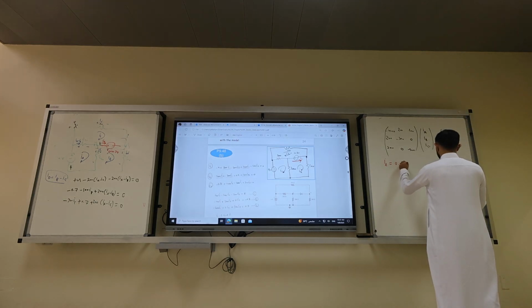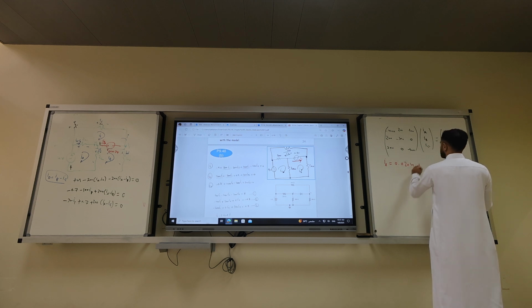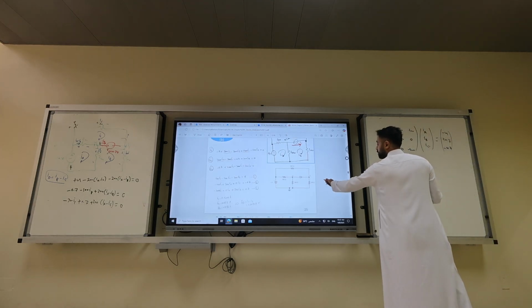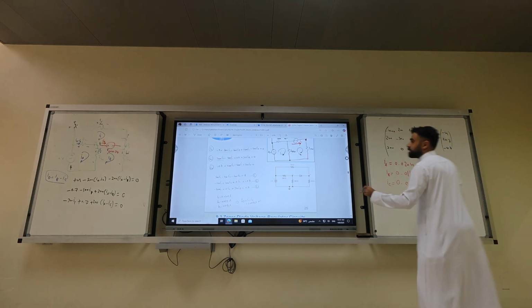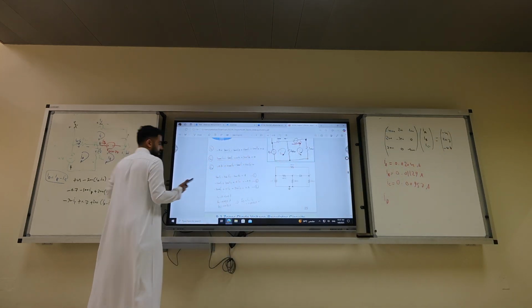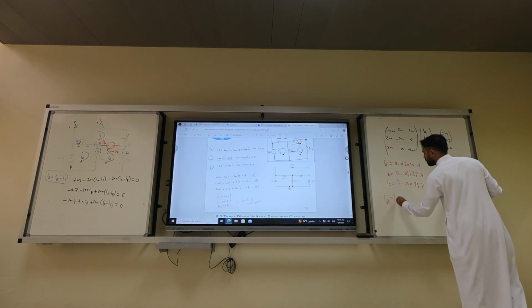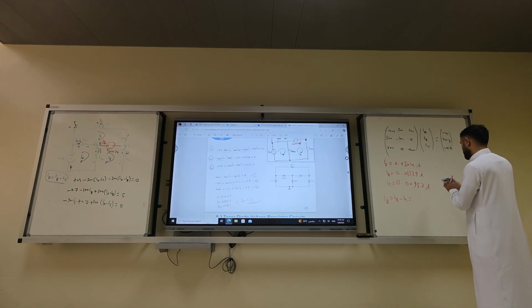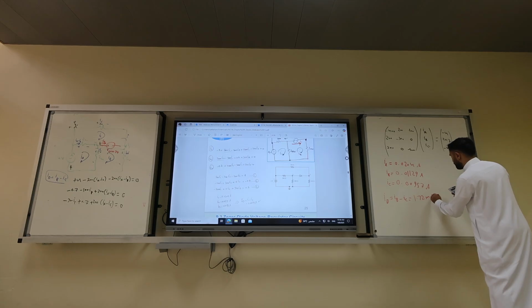IA equals 0.0204 amps. IB is 0.01129 amp. And IC, it's very small, I think it's 0.00957 amp. Yes, same. So what is I of the diode? I diode is IB minus IC. So it's 0.01129 minus 0.00957, which is 1.72 milliamp.